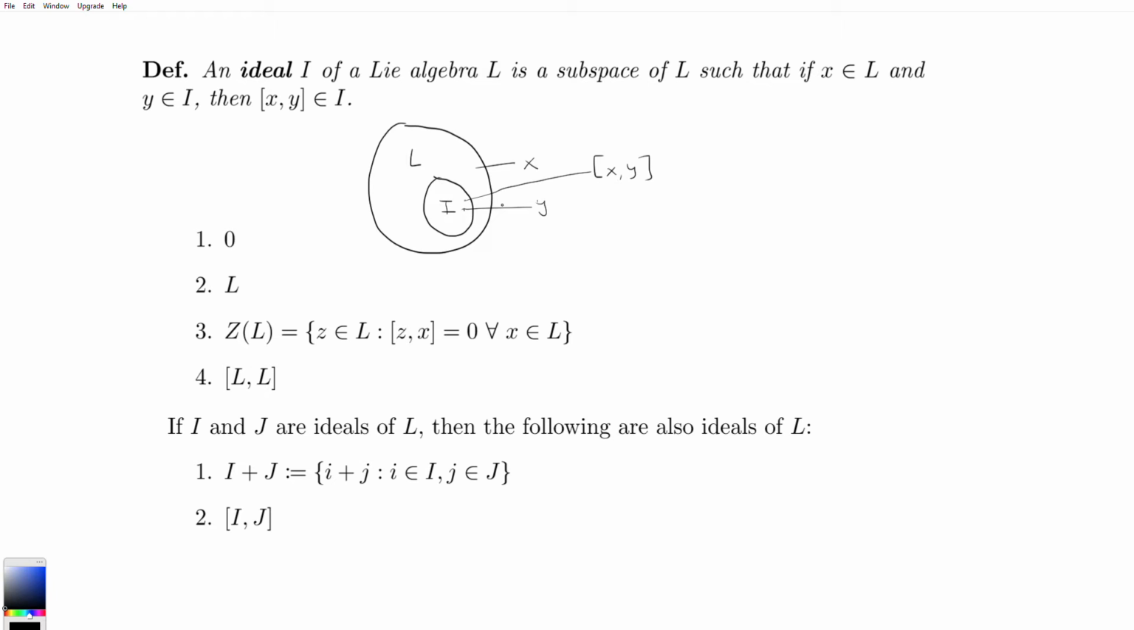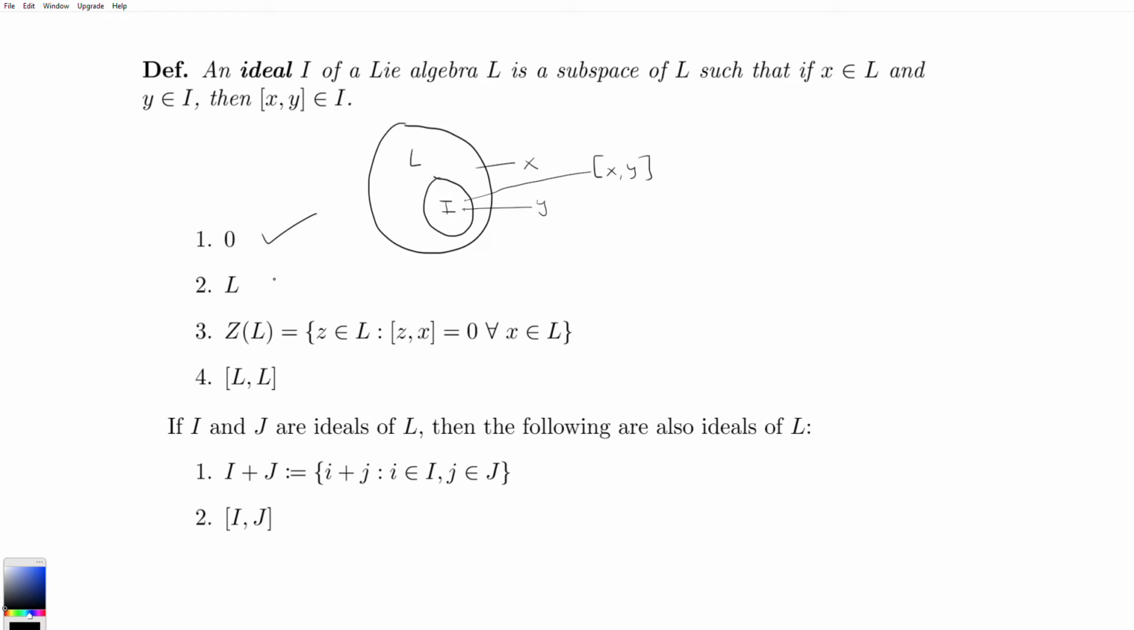So with that being said, I hope that's clear. Let's take a look at some examples. And so the first example is just the zero subspace, right? If your only vector is 0 and you bracket with stuff outside of the ideal, so the ideal is 0 and it's sitting inside some Lie algebra, and you bracket with stuff outside of your ideal, which is just 0, you're going to get 0 again, no matter what you bracket with. And so that tells us that the zero subspace is an ideal.